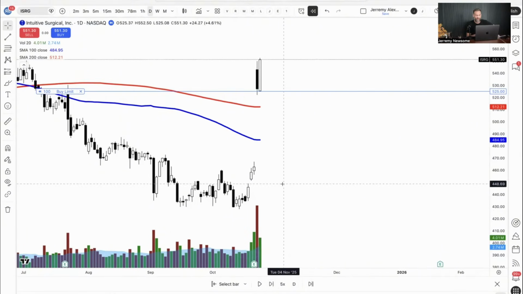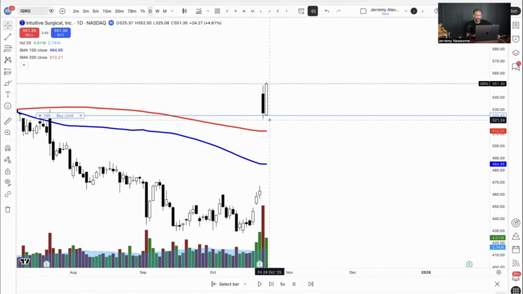If I click next, you'll notice, oh my goodness, the low of this day was 525.08, which means I would have missed it by 8 pennies, which has happened so many times. And it's extremely frustrating when it occurs because that would have been 25 points, ladies and gentlemen, on 100 shares, which is $2,500, which is a really, really good car payment.